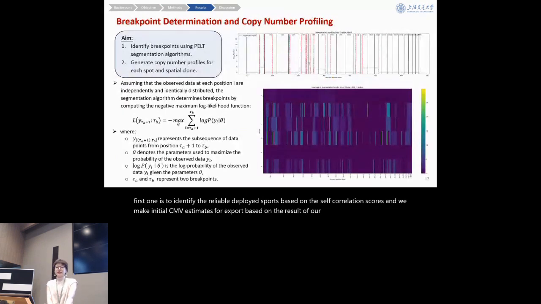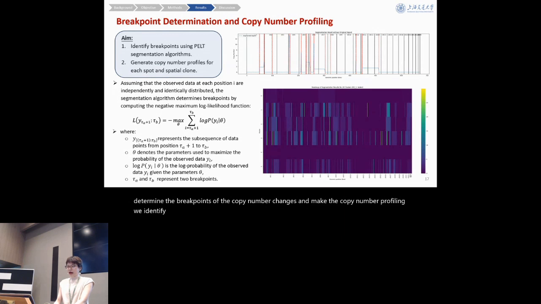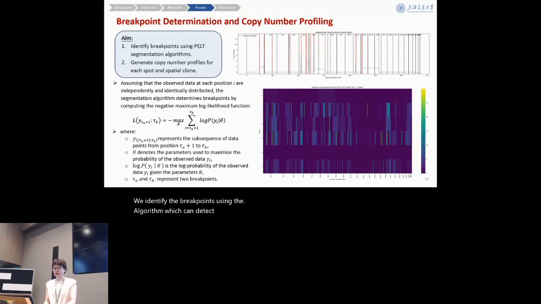And then we determine the breakpoints of the copy number changes and make the copy number profiling. We identify the breakpoints using the PELT algorithm, which can detect the segmentation of the changes. And we generate the copy number profiles for each spot and spatial clone.